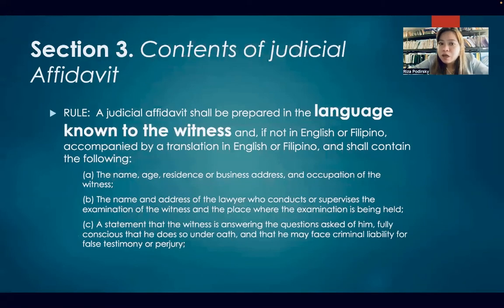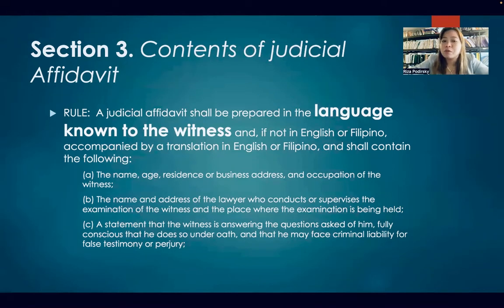Next, for Section 3, contents of the judicial affidavit. What is in the judicial affidavit? Okay, first rule, the judicial affidavit shall be prepared in the language known to the witness. If the witness is Bisaya, of course, it must be prepared in Bisaya if in case di siya kasabot of English. But if the judicial affidavit is not written in English or Filipino, you have to translate it. You have to submit it accompanied by a translation in English or Filipino.